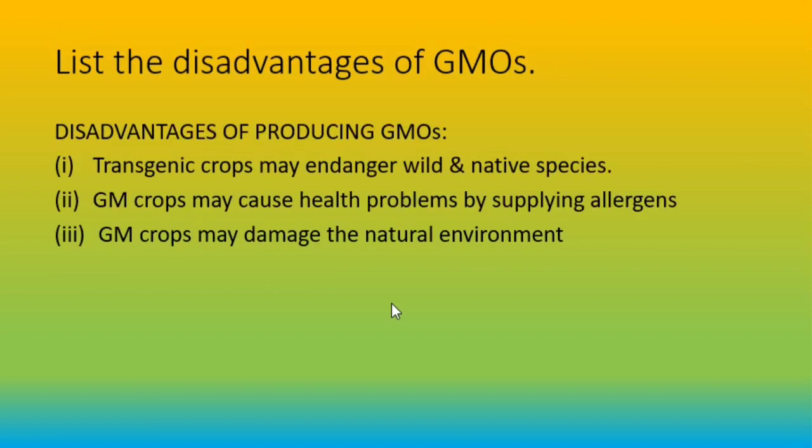List the disadvantages of GMOs. Genetically modified organisms have certain disadvantages also. One is transgenic crops may endanger wild and native species because natural hybridization can happen, that is cross pollination, and it may lead to loss of wild varieties where we have the original genes present. Or it may cause health problems by supplying allergens, or it may damage the natural environment also. But still, research is being conducted in this field.